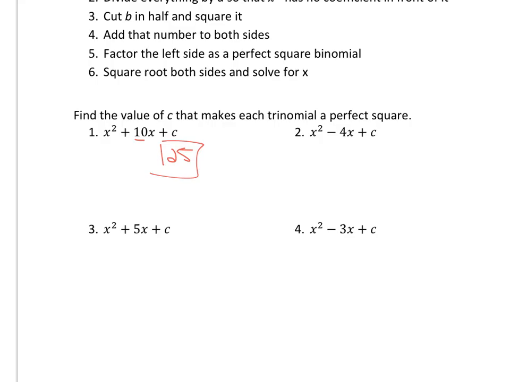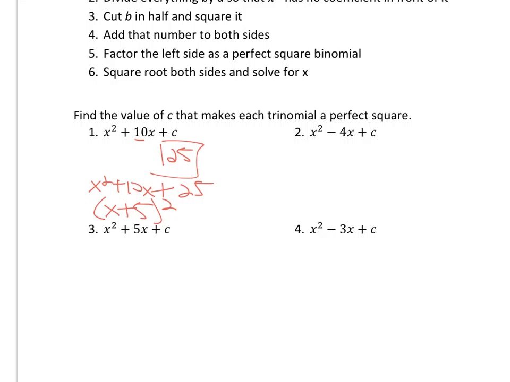But the reason we do that is because this becomes x squared plus 10x plus 25, and that is going to factor perfectly. If you think about what multiplies to 25 and adds to 10, you get 5 and 5. So it factors perfectly to x plus 5 quantity squared, x plus 5 times x plus 5. That's why we're doing it. But all you have to do is tell me what c is going to be in each of these cases. So cut b in half and square it.